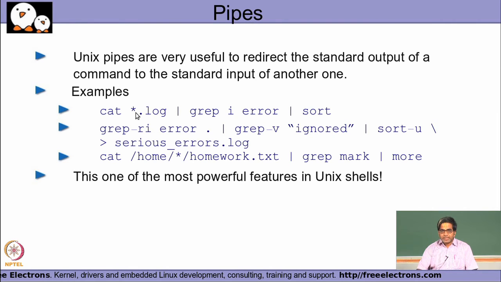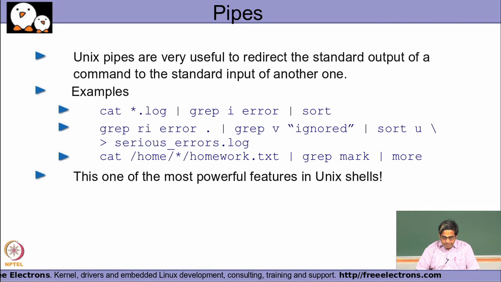So, if you look at this, with a single command line, by using the pipe symbol, we have been able to run a very powerful utility, wherein we wanted to get a sorted list of all lines which have the pattern error in a case insensitive manner in all the files ending with .log. So, that is basically the power of pipes in Unix.